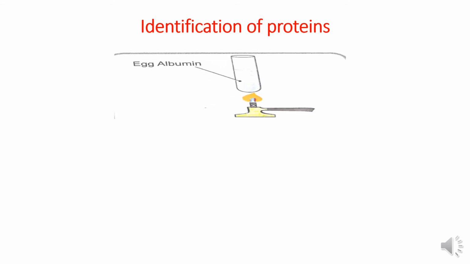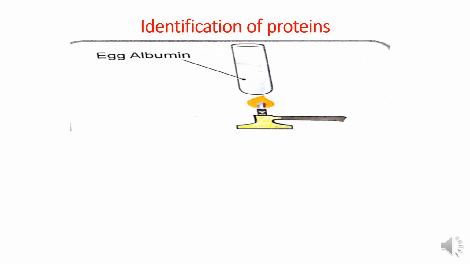Identification of proteins. The Biuret test is performed to indicate the presence of proteins or polypeptides or proteins and polypeptides together. Here, this test is done to identify the presence of proteins. Heat a test tube containing egg albumin. Coagulation appears, or the albumin is coagulated. This indicates that the albumin contains proteins.